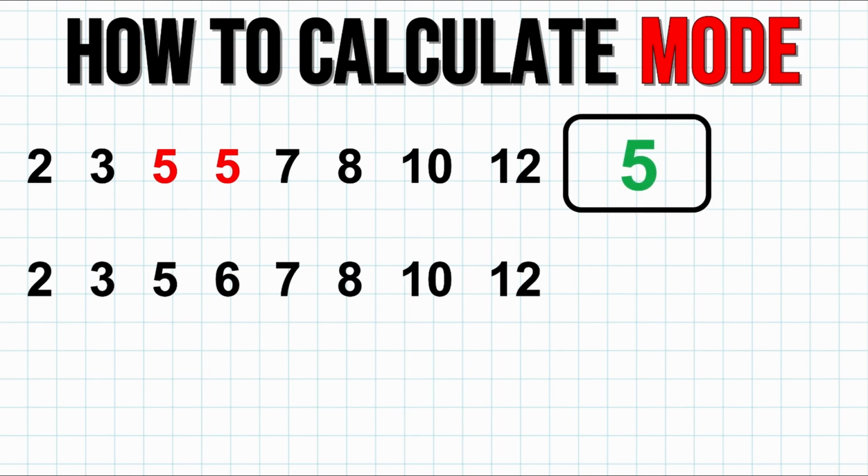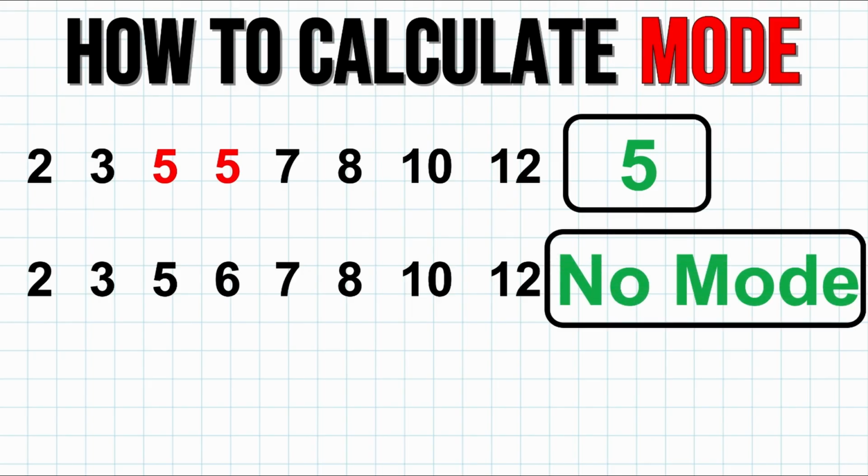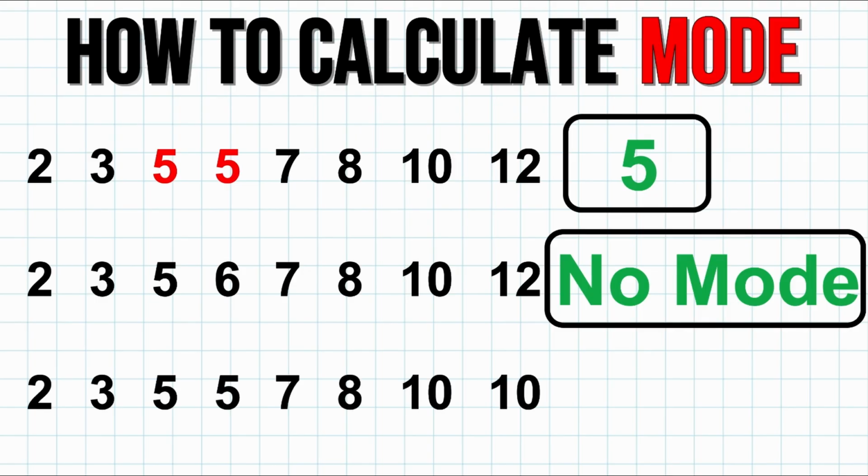But consider the second set of numbers, 2, 3, 5, 6, 7, 8, 10, and 12. In this case, no number appears more often than another number, and in that case, we're going to say there's no mode. Now finally consider this third set of numbers, 2, 3, 5, 5, 7, 8, 10, 10.